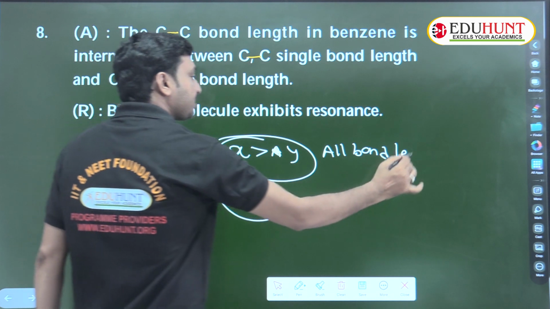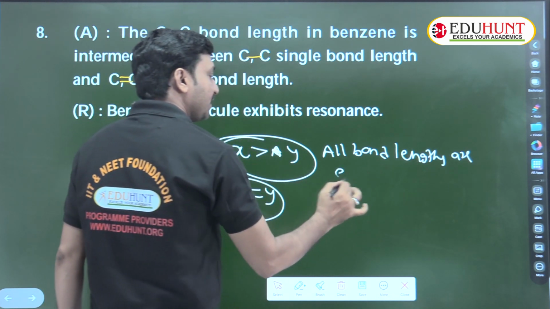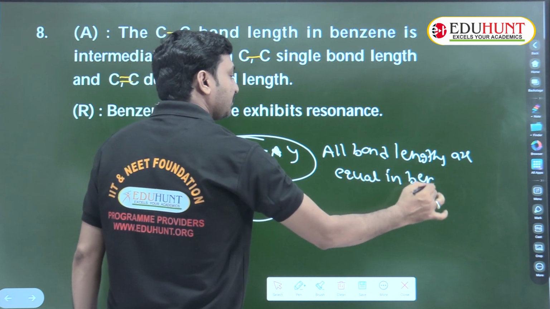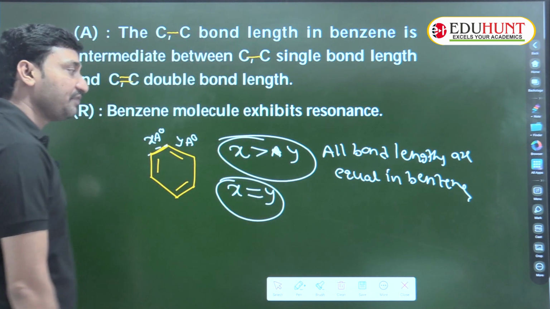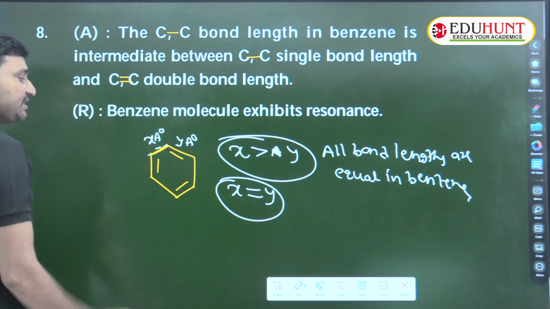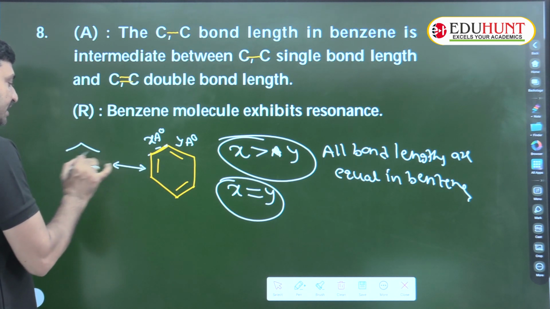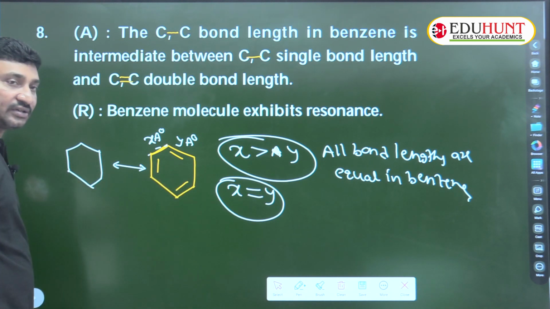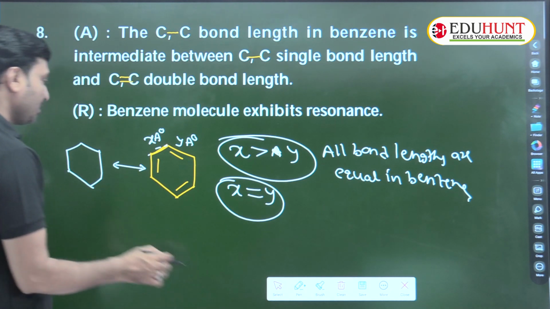All bond lengths are equal in benzene. What is the reason behind this concept? Benzene exists in two resonating structures. That resonance concept you will learn in the next part of GOC.